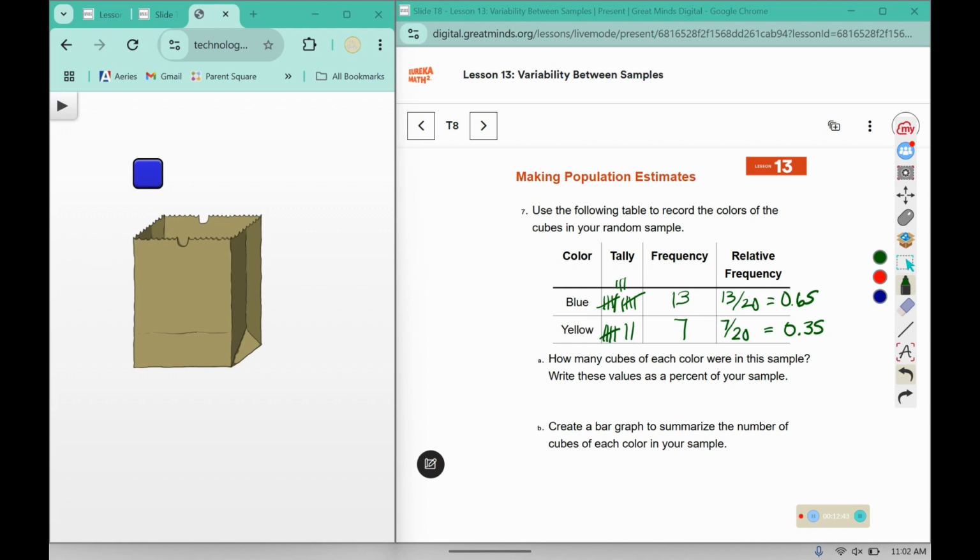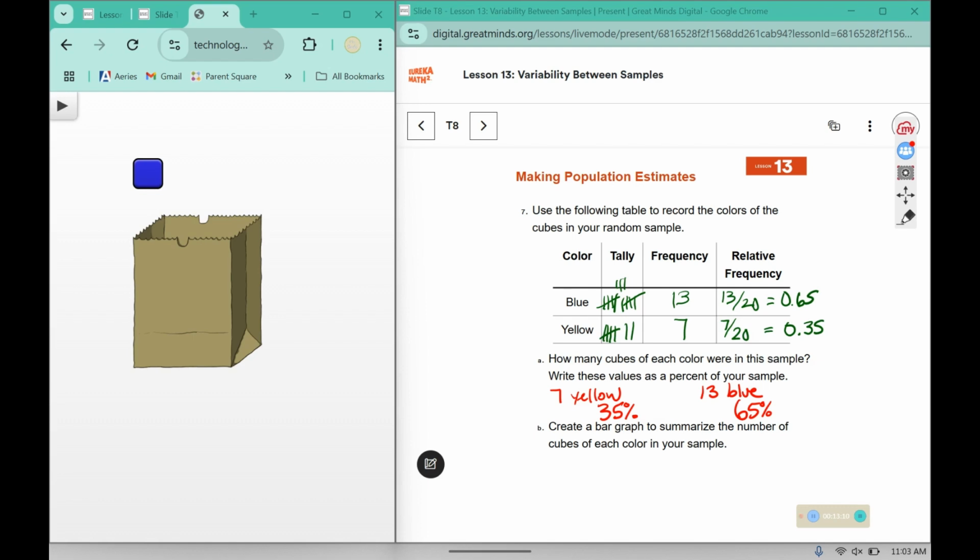It says how many cubes of each color were in this sample. Write these values as percents in your sample. There were 7 yellow, and 13 blue. So that was 35%, and then 65% were blue.